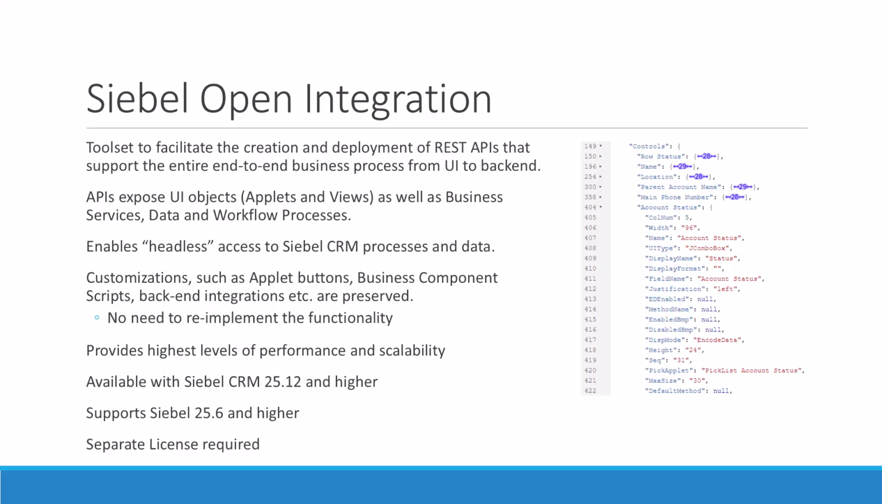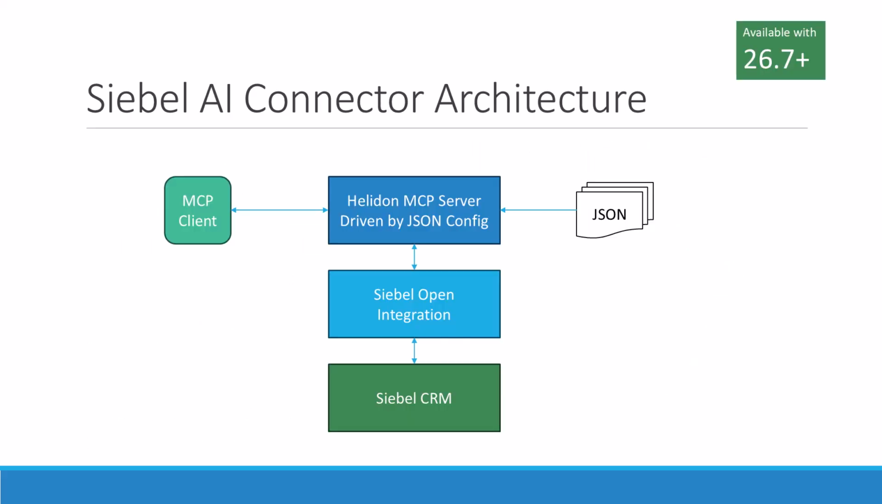The user might prompt for a list of open opportunities in Canada, and the LLM will identify the tool to use, then send a tool request with the correct parameters to the MCP server. The MCP server connects to Siebel Open Integration, which in turn connects to Siebel CRM, which in turn connects to the database, and a few moments later, the AI chat window lights up with the desired data. All with maximum data security and minimum effort for the integration specialist.